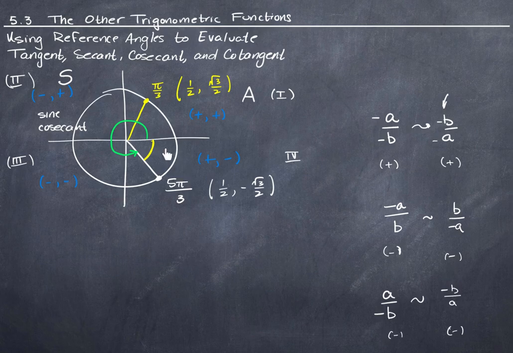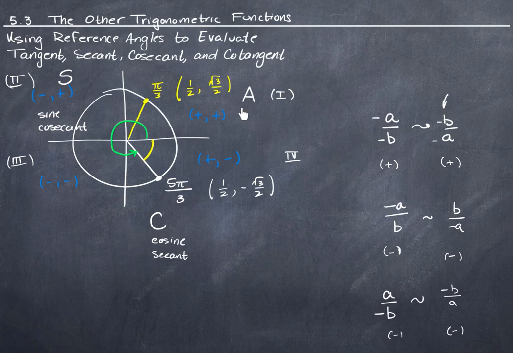Now I'm going to skip to quadrant 4 for the next one, because here it's really obvious that the cosine is positive and the sine is negative. So I'm going to put a reminder here, a big C, that reminds me that cosine is positive. And if cosine is positive, so is secant, because secant is 1 over cosine. If I flip over cosine and it's positive, then its cousin 1 over cosine, secant, will also be positive.